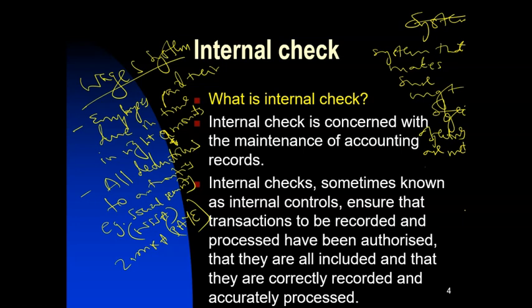All right. So an internal check is also called an internal control system, which will ensure that the transactions to be recorded and processed have been authorized, that they are all included, and that they are correctly recorded and accurately processed. So this is a system which will oversee that everything is going according to plan.